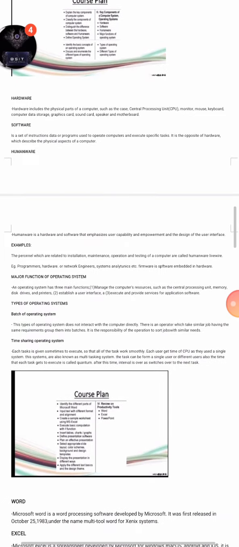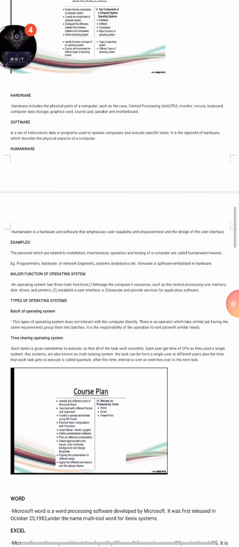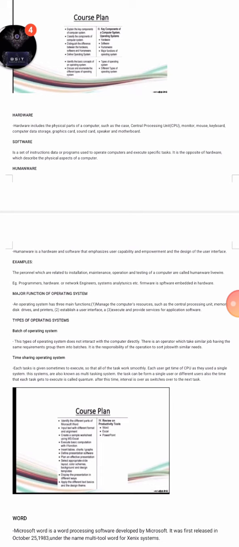Types of operating system. Batch operating system. This type of operating system does not interact with the computer directly. It is an operator who takes similar jobs having the same requirements and groups them into batches. It is the responsibility of the operator to sort jobs with similar needs.